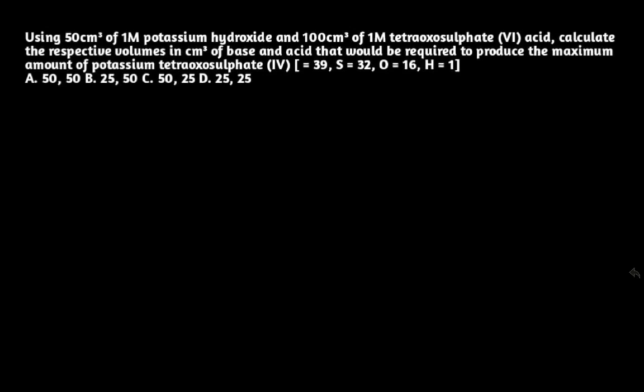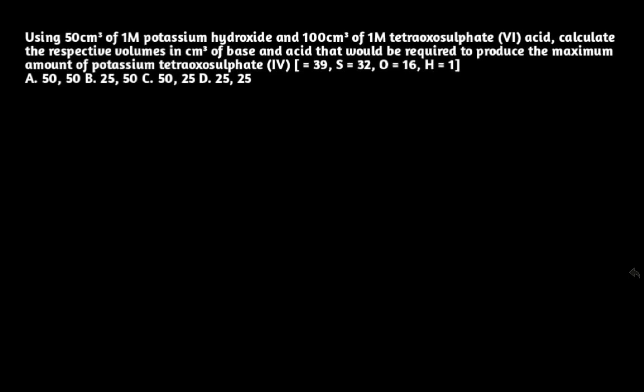Using 50 centimeter cube of 1 molar conc potassium hydroxide and 100 centimeter cube of 1 molar conc tetraoxosulfate 6 acid, calculate the respective volume in centimeter cube of base and acid that would be required to produce the maximum amount of potassium tetraoxosulfate 6 tetraoxosulfate 4.